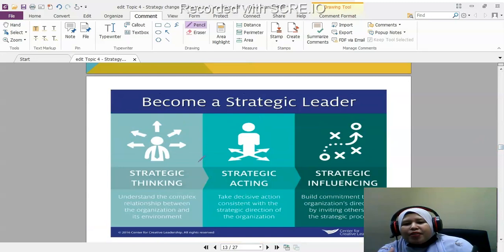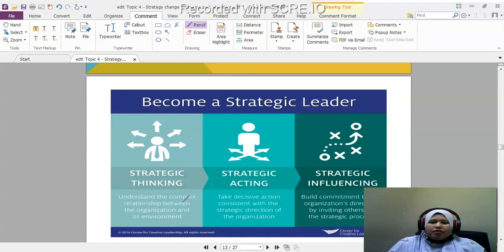So, besides that, to become a strategic leader, they should have strategic thinking, understanding the complex relationship between the organization and the environment. Besides that, the acting is also strategic: decisive action consistent with the strategic direction of the organization, and also influencing the commitment to the organization's direction by inviting others to the strategic process. So a good strategic leader will know how to influence others to do the strategic process.